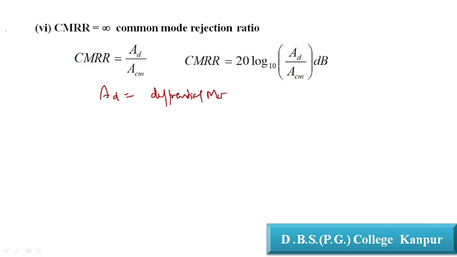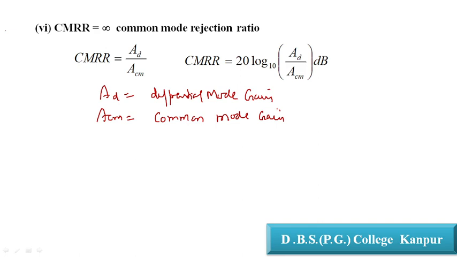Differential mode gain, AD, and ACM is the common mode gain. Differential mode gain means when different values of V1 and V2 are applied to the terminals, that is a differential mode. The gain at that time is the differential mode gain.